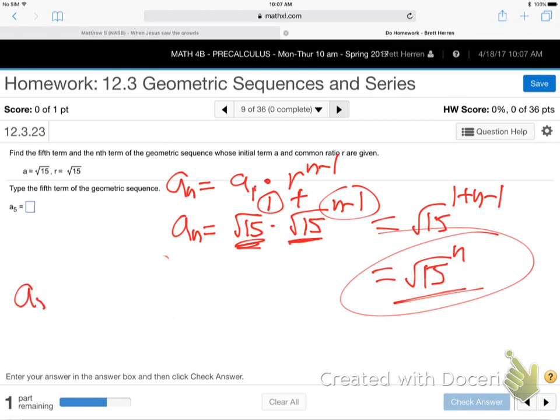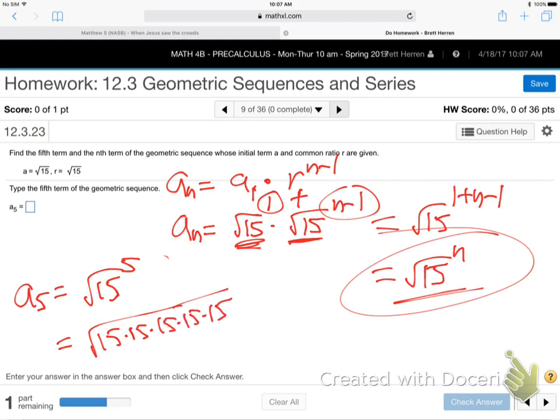Now, what's a sub 5? Just plug in a 5 there. Do they want an exact answer, or what do they want? What do they want? Do you know? They didn't say, did they? I bet they want 225 root 15. Right? Isn't that what they want? I'm betting. Now, how do I come up with that? Because, yeah, it's 5 of them, right? So let me write 5 of them. 1, 2, 3, 4, 5.